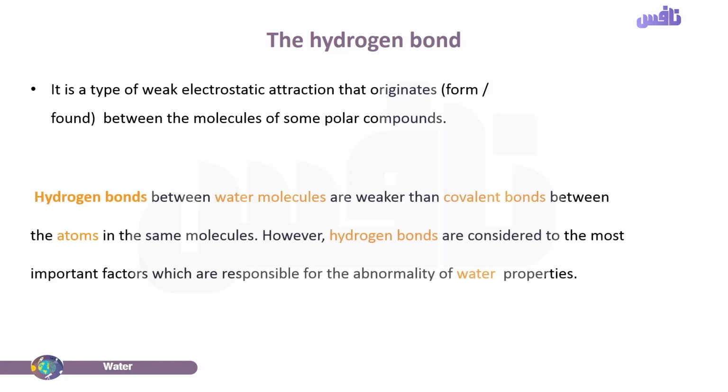The hydrogen bonds between the water molecules are weak. They are weaker than the covalent bond, which is found between the atoms in the same molecule. However, hydrogen bonds are considered the most important factor. They are weak but very important, and they affect the molecules, which are responsible for the abnormality of water properties.